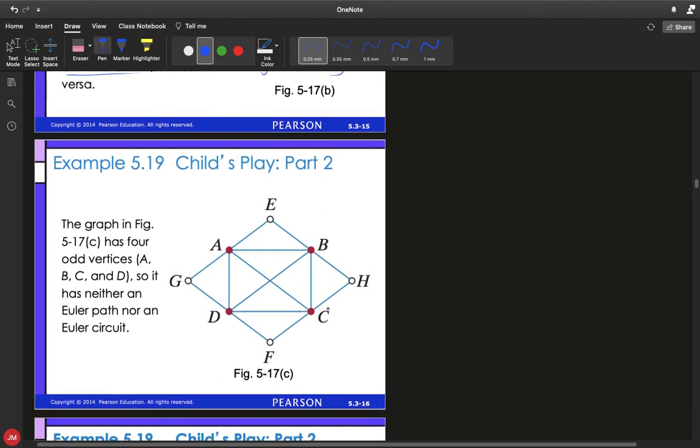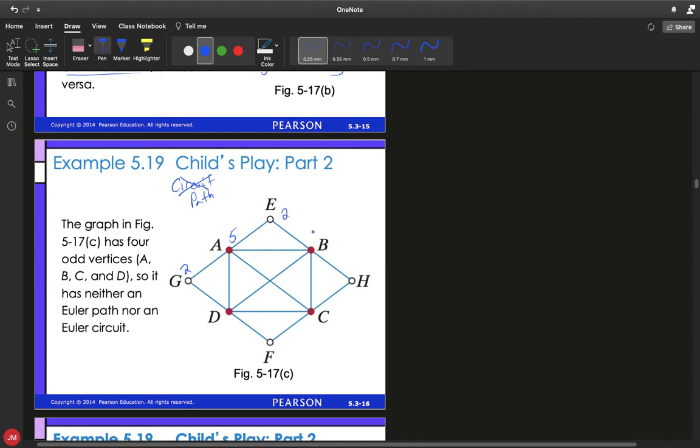So let's take a look at this graph and see what's possible. We're going to first check a circuit, and then we'll check a path. Obviously, it's connected, so we don't have to worry about that. G has a degree of 2, A has 1, 2, 3, 4, 5. So right away, a circuit is not going to be possible, but let's check path.